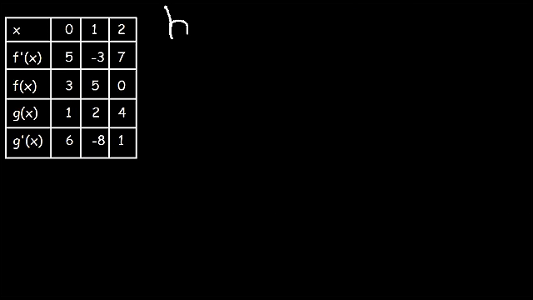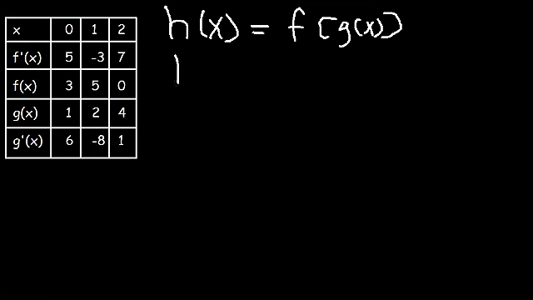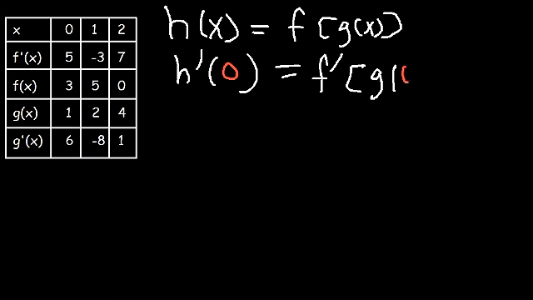Now let's say if h of x is still the composite function f of g of x. What is h prime of 0? Feel free to pause the video and work on that example. So the derivative of f of g of x is going to be f prime of g of x, or g of 0, since x is 0, and then times the derivative of g, g prime of x, or g prime of 0.